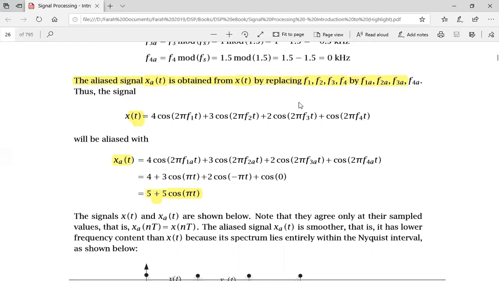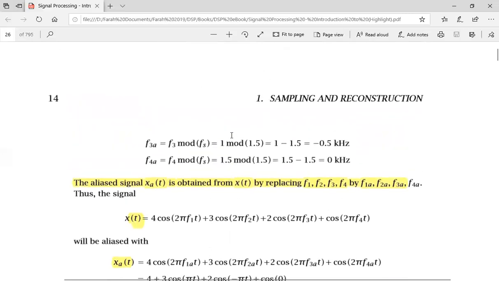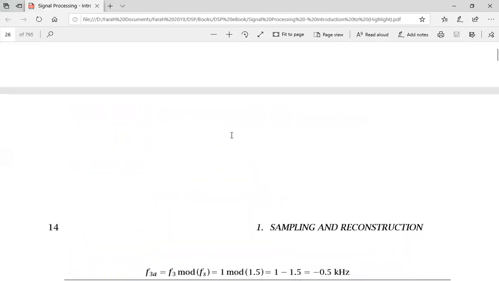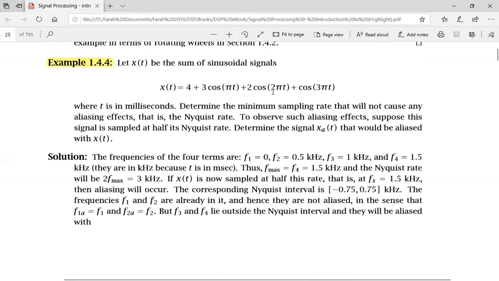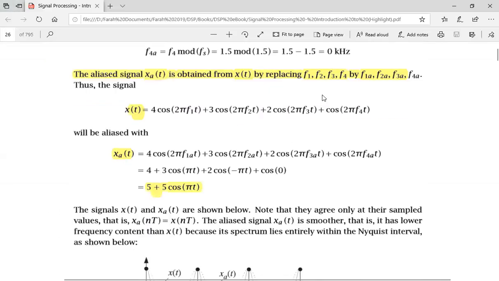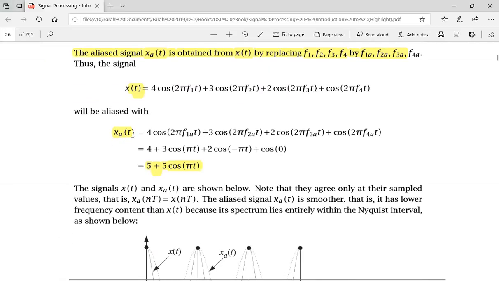So this x(t) signal from where we have started is the given signal: 4 plus 3 cos pi t plus 2 cos 2 pi t plus cos 3 pi t. And it would change into which signal? It would be reconstructed into which signal? It would be xa(t). And how is this xa(t) determined?